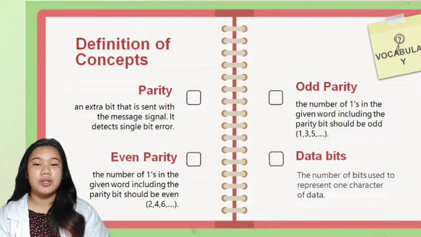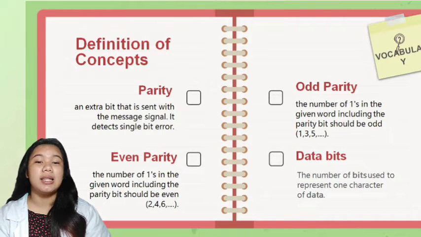If the two computers have decided to use the odd protocol, then the parity bit should establish an odd number of ones in the byte.